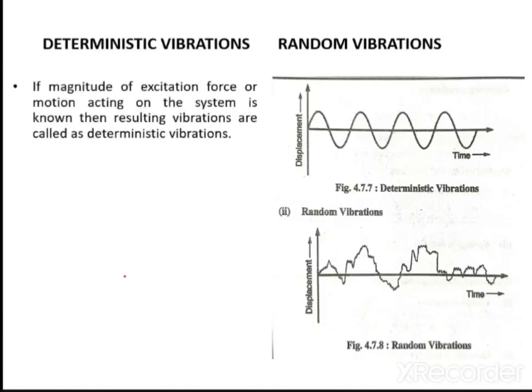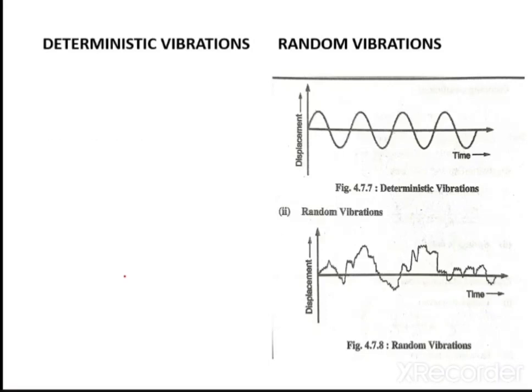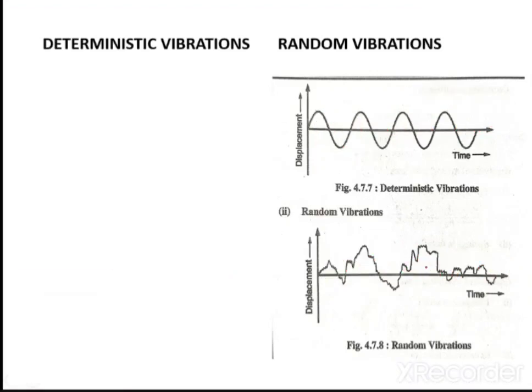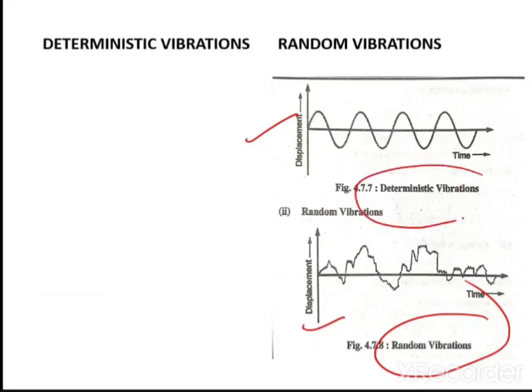Next, deterministic vibration. First of all, you understand the graph of the time response graph. What is a time response graph? Time response graph of deterministic vibration. You can see it is slightly a periodic graph. And the random vibration graph, you can see it is random. So you can see the difference between random vibration and deterministic vibration.